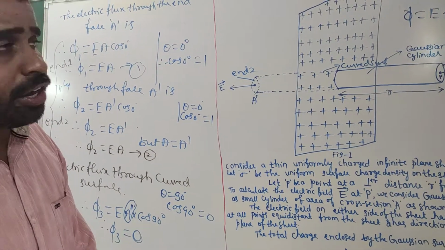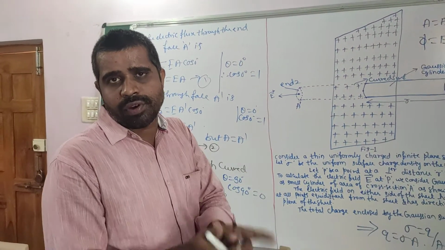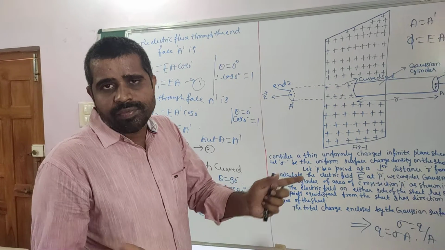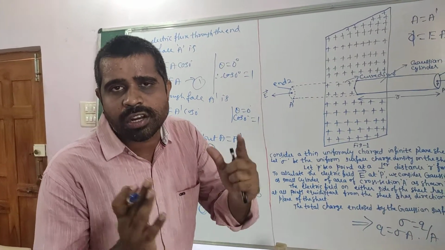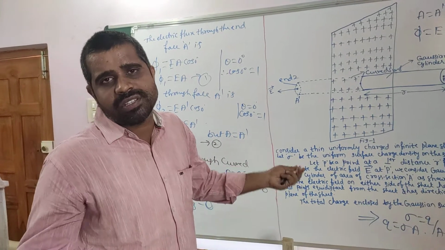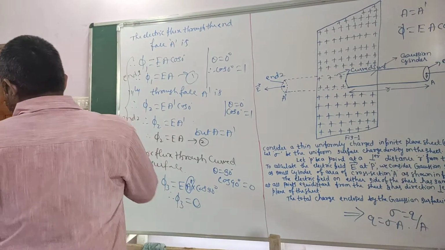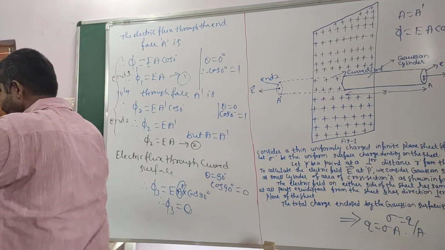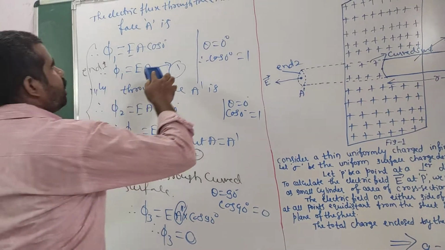Now how much is the total electric flux? Phi is equal to phi 1 plus phi 2 plus phi 3. What is phi 1? End 1 electric flux. What is phi 2? End 2 electric flux. What is phi 3? Electric flux through the curved surface. How much is the theta? 90. That's why phi 3 value is 0. Now how much is the total electric flux?